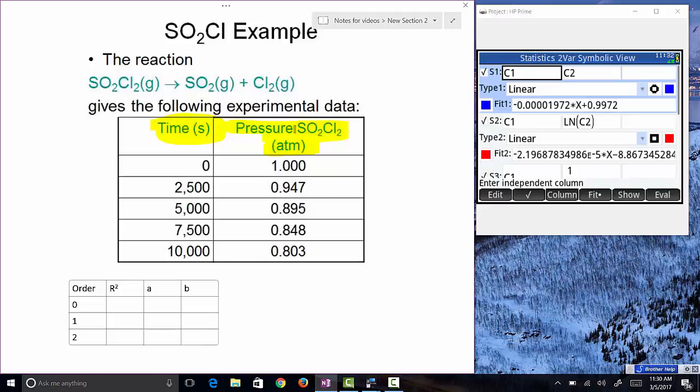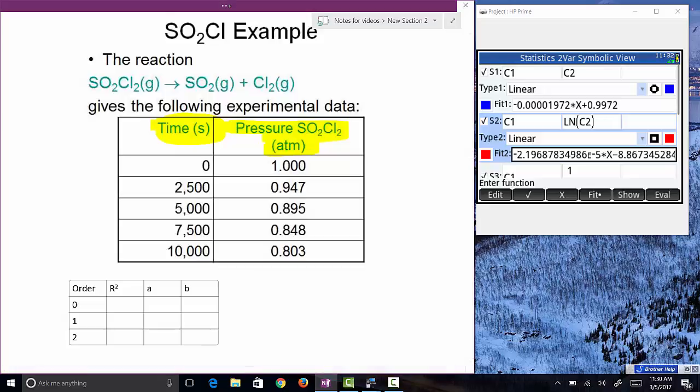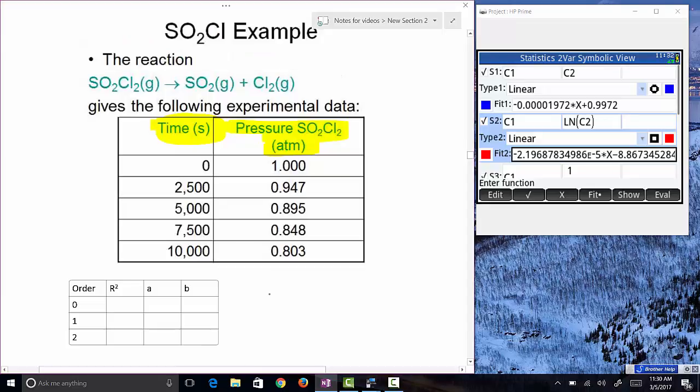Then I go back to my symbolic view after I've done the plot, and if you remember from before, there is my mx plus b equation of the line. If I look at that, remember we said it was first order, so this is mx plus b, so my slope is negative 2.19 times 10 to the minus fifth. Let me write that in there. And if you remember, we said that k is the absolute value of the slope. So for this, my slope is my k value, 2.197 times 10 to the minus fifth.